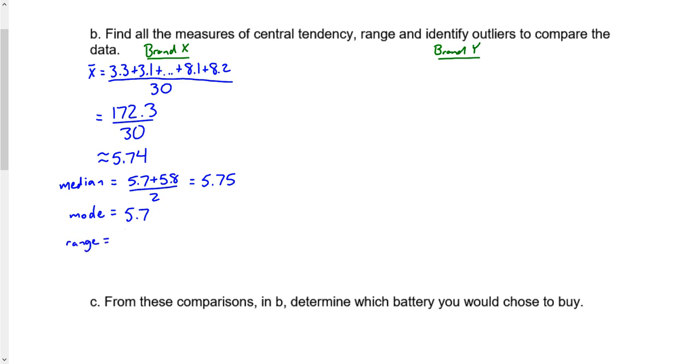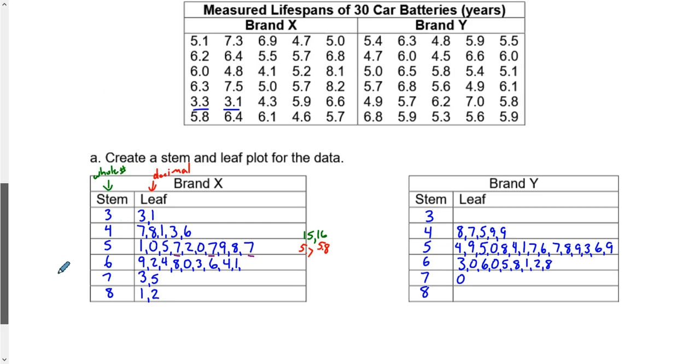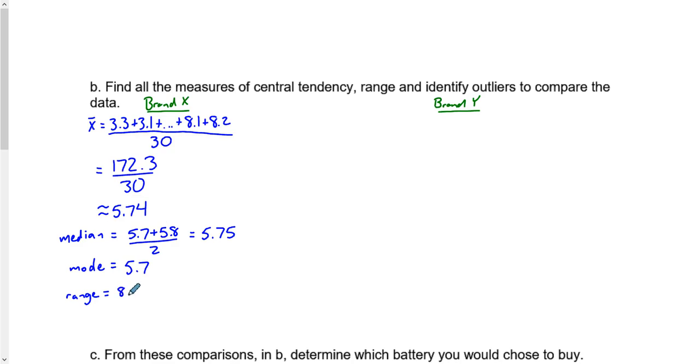Range, really easily calculated as well. Because if we have our stem and leaf plot, we can quickly identify what the values are. Our highest value would be an 8.2 and our lowest value is a 3.1. So 8.2 subtracting that 3.1 is 5.1. And are there any outliers?